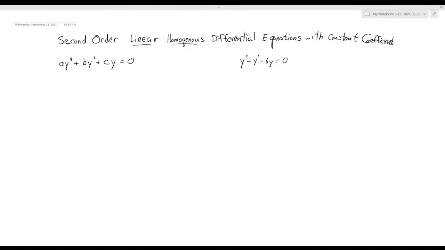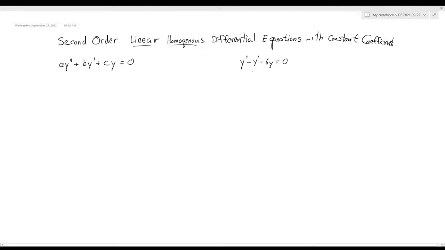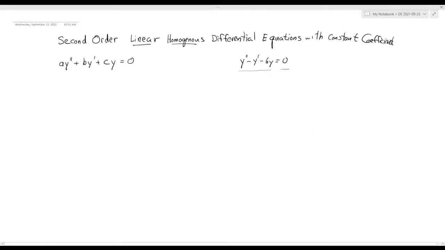So for example, here's a differential equation, second order homogeneous, and we only have numbers multiplying y and its derivative, so constant coefficients. The idea was to use this very special function.